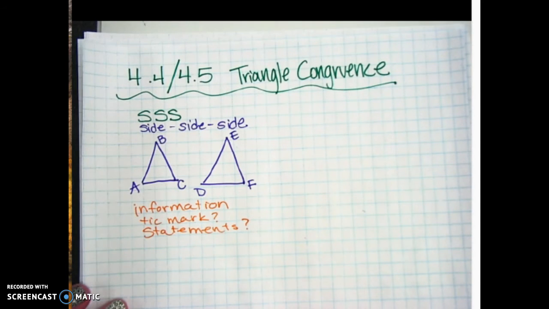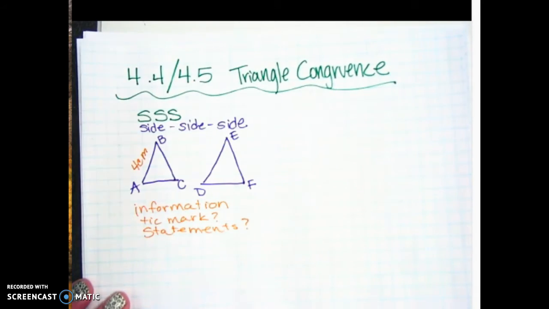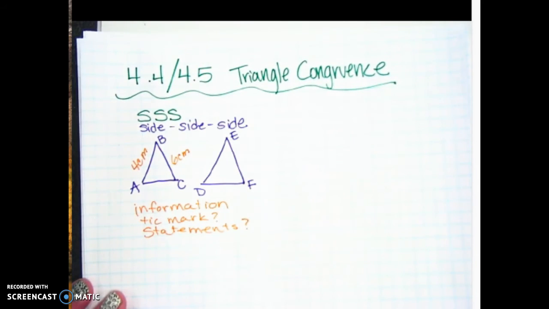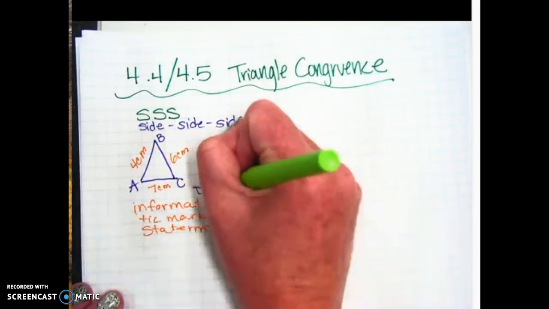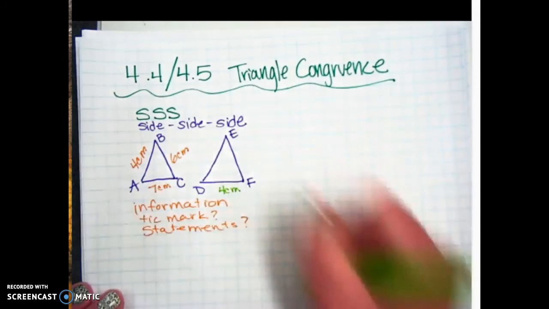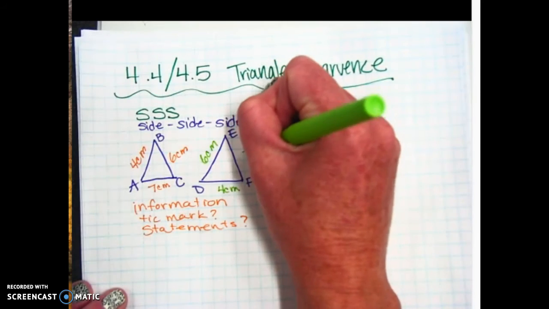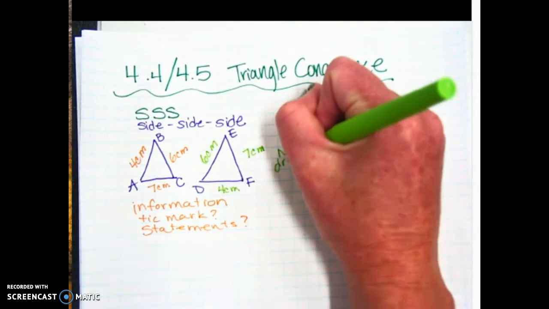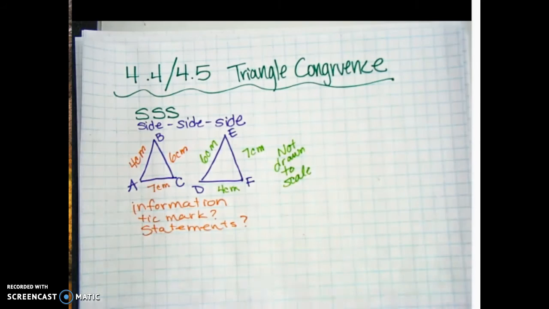In this one, I'm going to tell you that side AB is 4 centimeters, side BC is 6 centimeters, and side AC is 7 centimeters. Then I'm going to tell you that side DF is 4 centimeters, side DE is 6 centimeters, and side EF is 7 centimeters. Obviously not drawn to scale. I didn't pull up my ruler and measure it. We're just doing a rough sketch of two triangles.